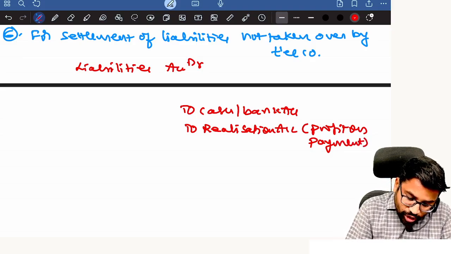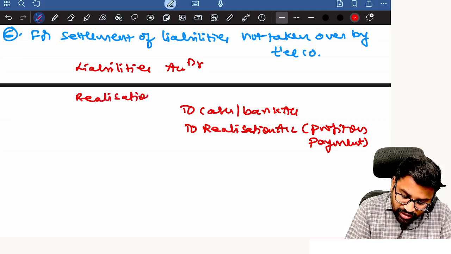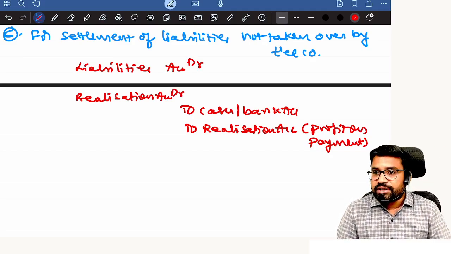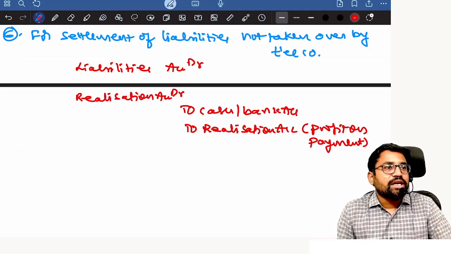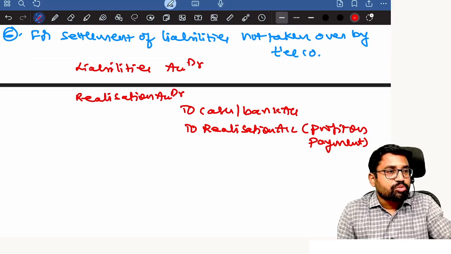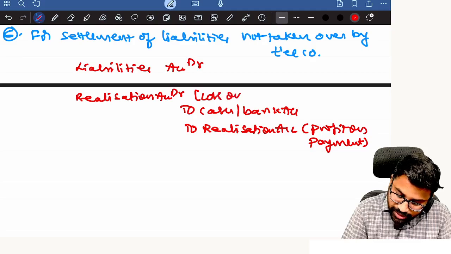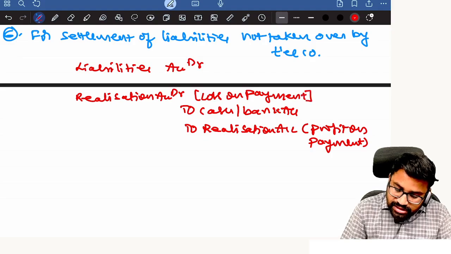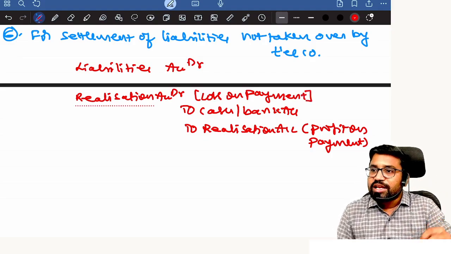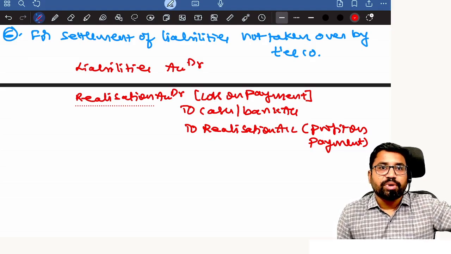Sometimes you may end up in loss also at the time of settlement of liabilities. If there is a loss on payment, that means if you are making excess payment, for example, liability is 100, you are paying 110, maybe because of penalty, interest and all, 10 rupees extra, that will be debited to realization account. That is nothing but loss on payment. So when you sell the assets, sir, we may have profit or loss. Similarly, when you are settling the liability, we may have profit on payment or loss on payment.